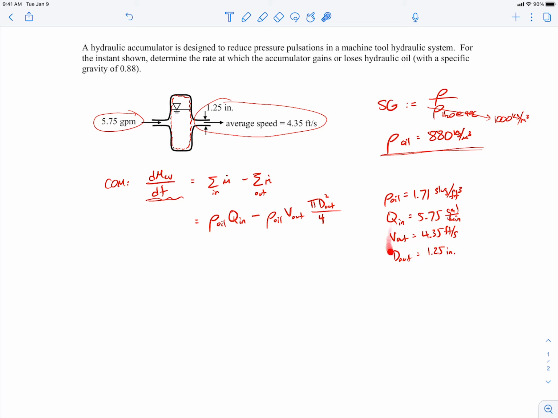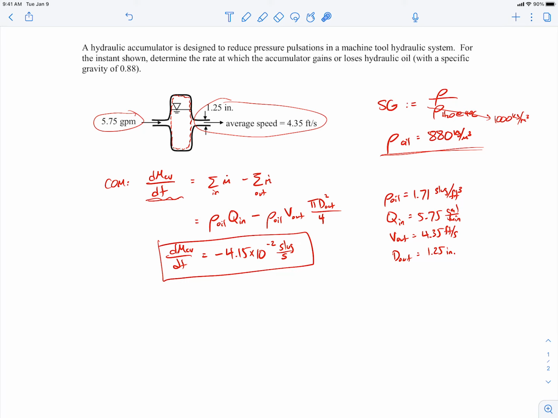You'll have to do some unit conversions to get these all in a consistent set of units, but if you do all that, you'll find that the time rate of change of mass inside that control volume comes out to be minus 4.15 times 10 to the minus 2 slugs per second. So the accumulator is actually losing oil under these conditions. The level of the oil here would be going down, for example.